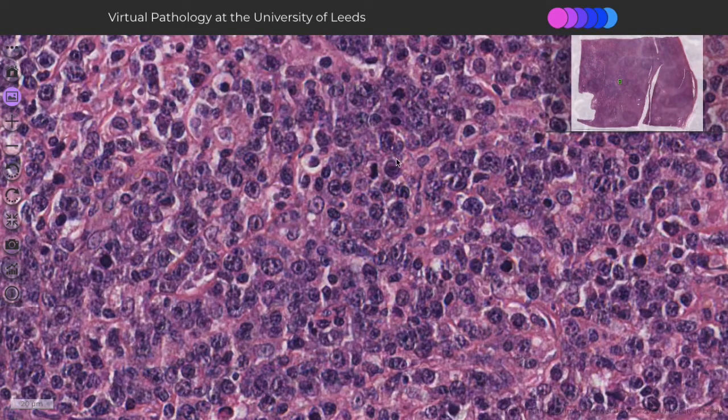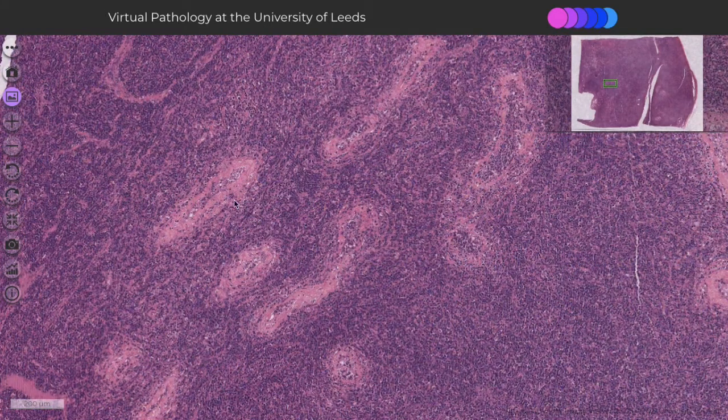So here's another field. You can see a mitosis there, and in this field you can appreciate the nuclear features a little bit better. Vesicular chromatin, prominent nucleoli, and this one has maybe about 3 membrane-bound nucleoli, same as this one. So a lot of these cells are showing centroblastic morphology.